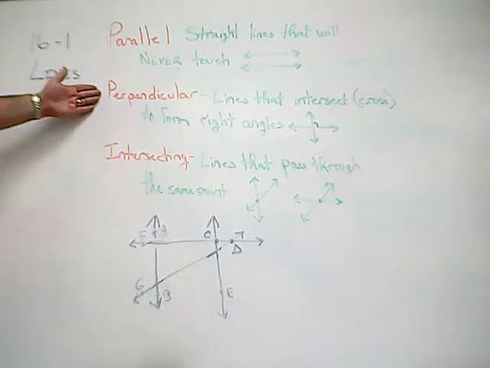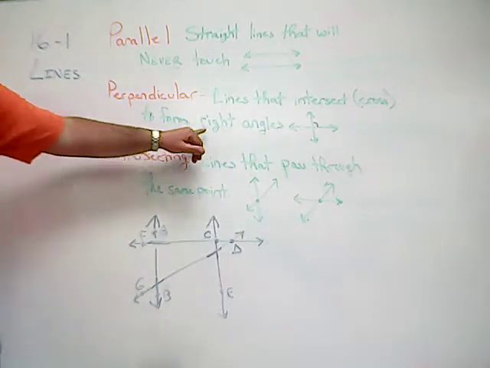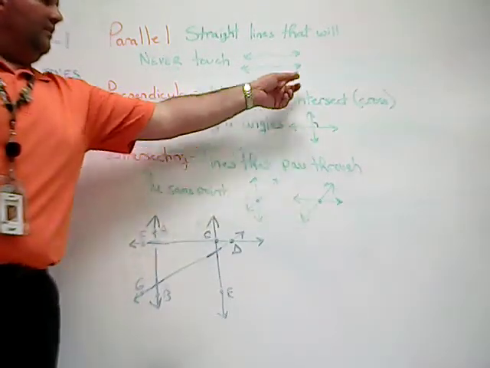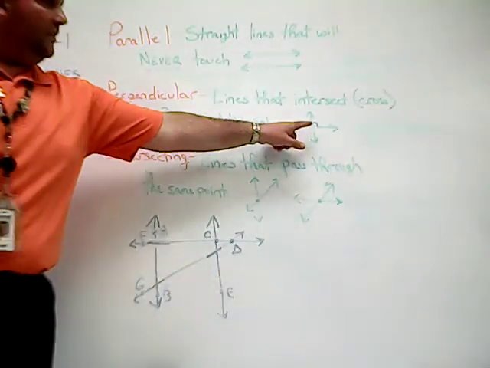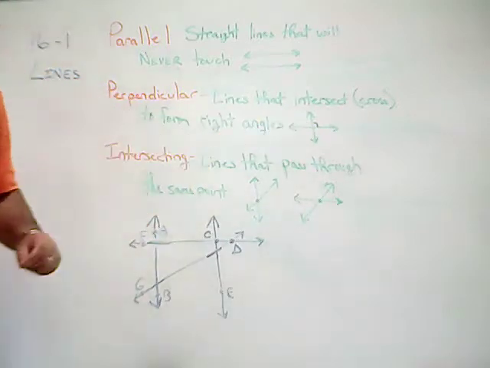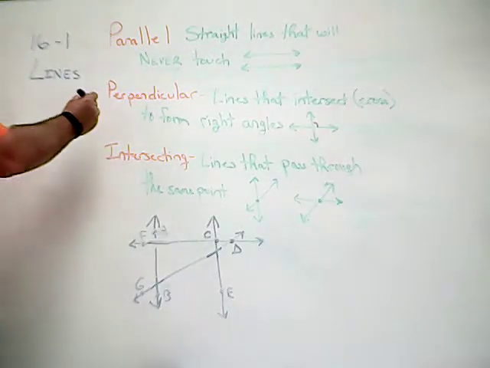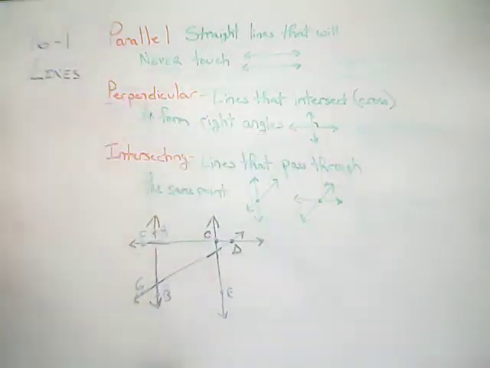My second type of line is a perpendicular line. These are lines that intersect or cross over one another to form right angles. So what I have here is one line going up and down and one line going across, and as you can see by my square here in the corner, they form a right angle. So this is an example of a perpendicular line. Another way I like to remember that is perpendicular lines starts with P. This looks almost like a plus sign, so that's one way I like to remember that.